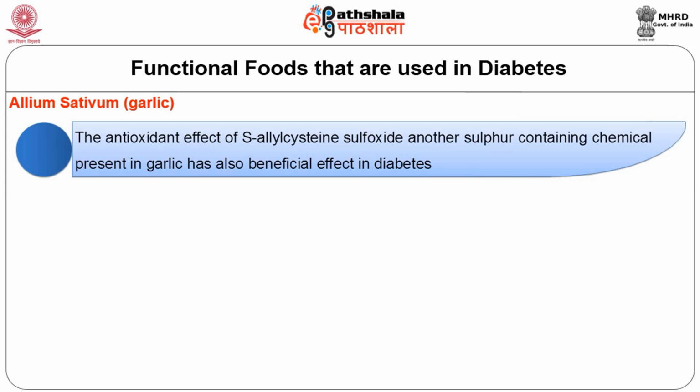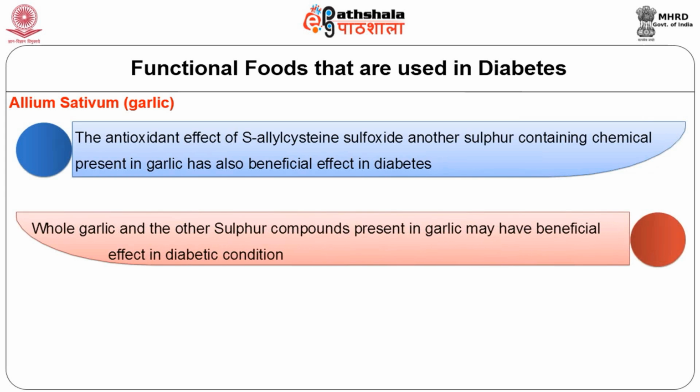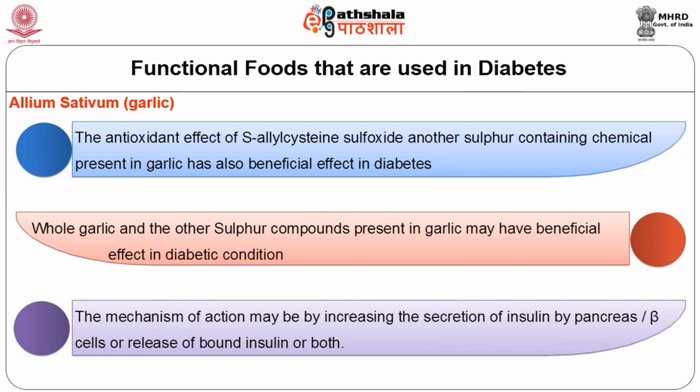Whole garlic and other sulfur compounds present in garlic may have beneficial health effect in diabetes, therefore, and the mechanism of action may be by increasing the secretion of insulin by pancreas and beta cells, or release of bound insulin, or it can function through both.